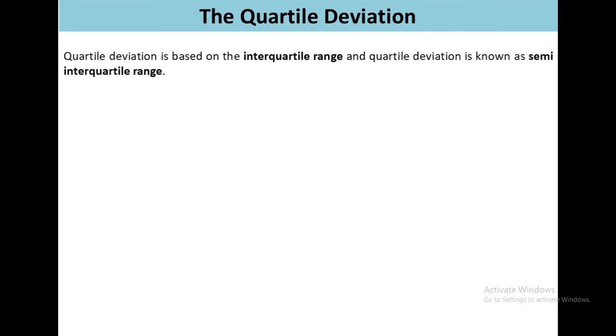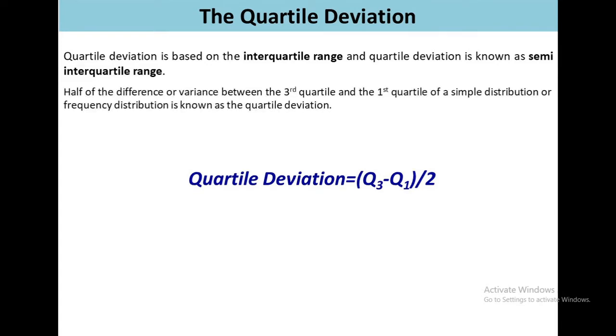Quartile deviation. Quartile deviation is based on the difference between the first quartile and the third quartile in the frequency distribution, and this difference is also known as the interquartile range. And this difference or interquartile range divided by 2 is known as the quartile deviation or semi-interquartile range. Or in other words, when one takes half of the difference between the third quartile and the first quartile of a sample distribution or frequency distribution, it is known as quartile deviation.